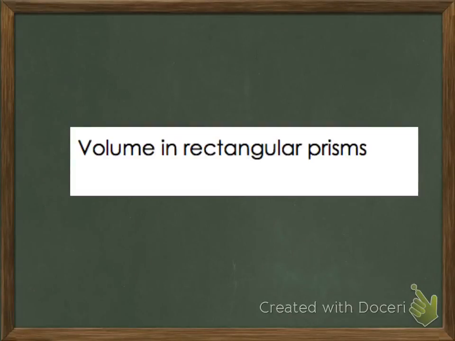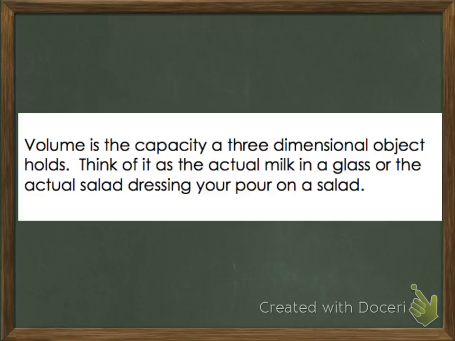This is the flip lesson on finding the volume in a rectangular prism. Volume is the capacity a three-dimensional object holds. Think of it as the actual milk in a glass, or the actual salad dressing you pour on a salad.